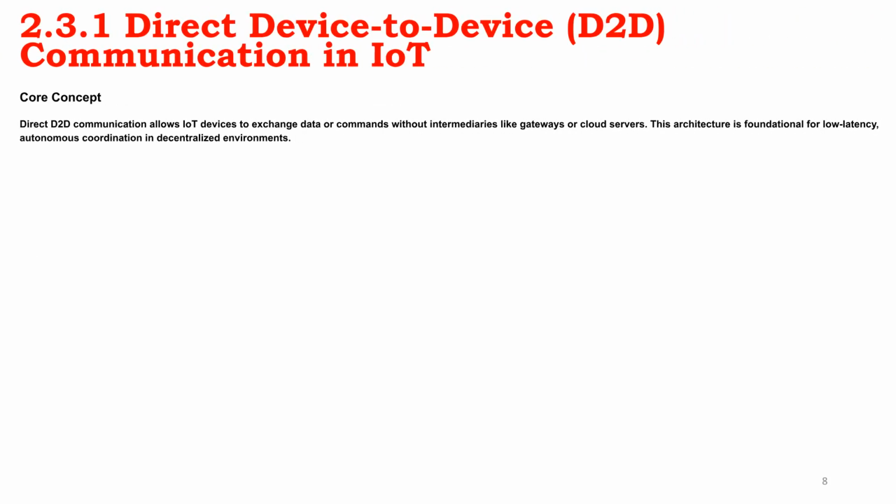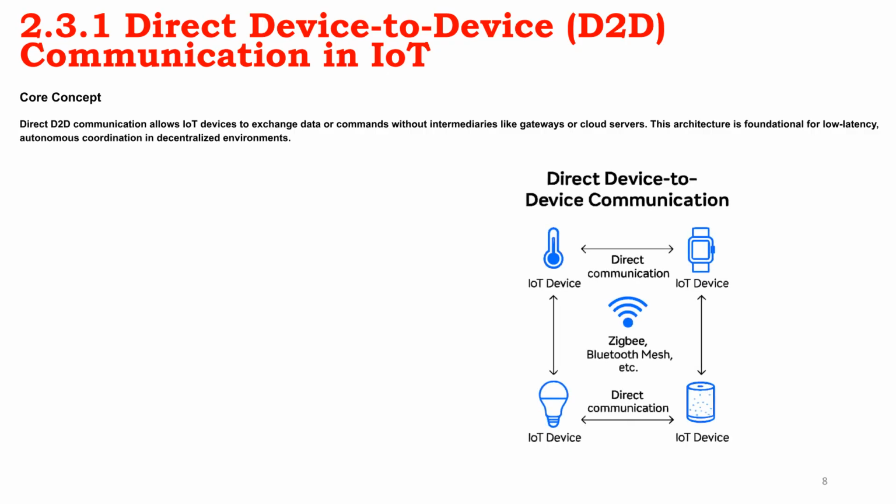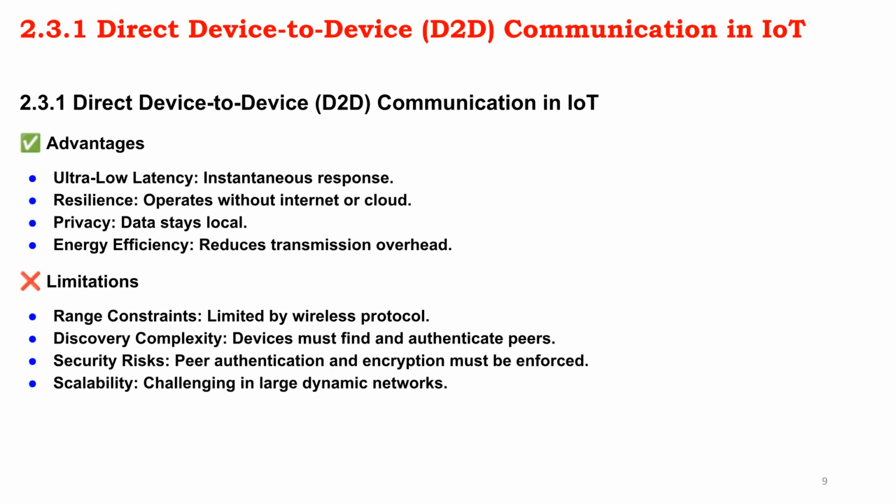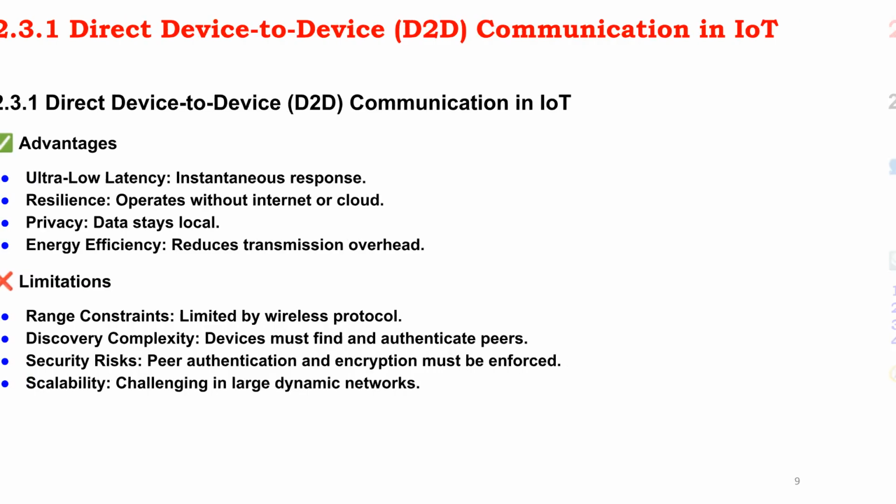Direct device-to-device, D2D, communication in IoT is foundational for low latency and autonomous coordination, enabling devices to exchange data or commands without cloud intermediaries. This graphic illustrates direct peer-to-peer communication between different IoT devices. Advantages of D2D include ultra-low latency, resilience without internet, data privacy, and energy efficiency. Limitations involve range constraints, complexity in device discovery, security risks in authentication, and challenges in scaling large dynamic networks.